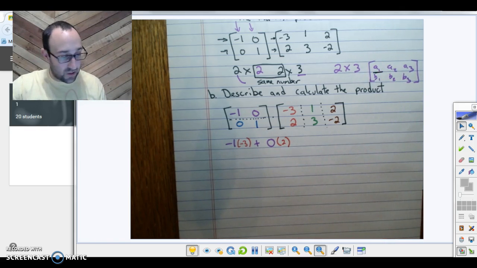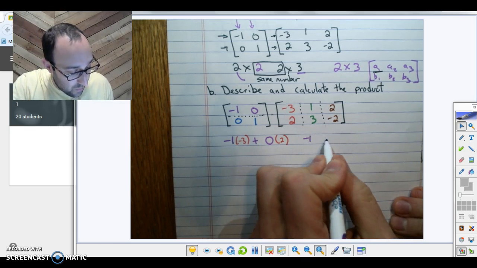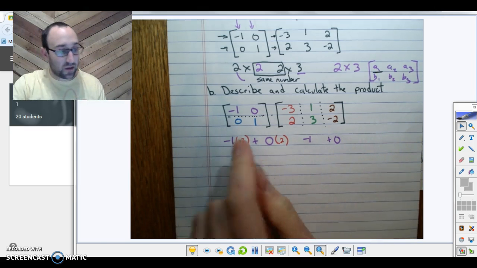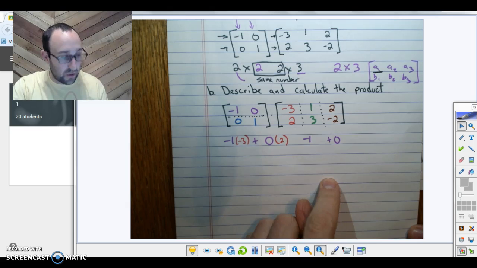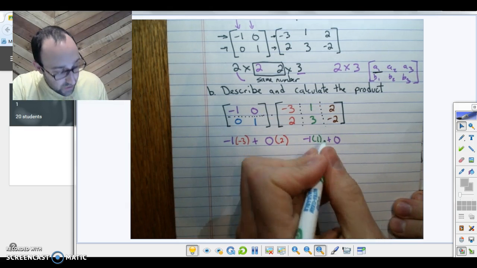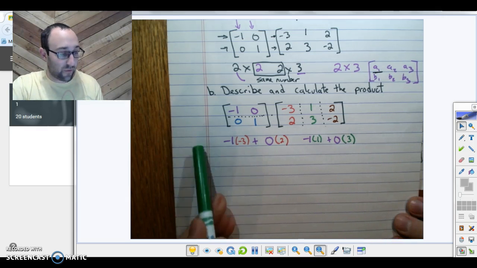Alright, and then the next one is going to be -1 plus 0. I'm in the first row, second column. So -1 times 1 and 0 times 3. Alright, so that's my first row, second column.